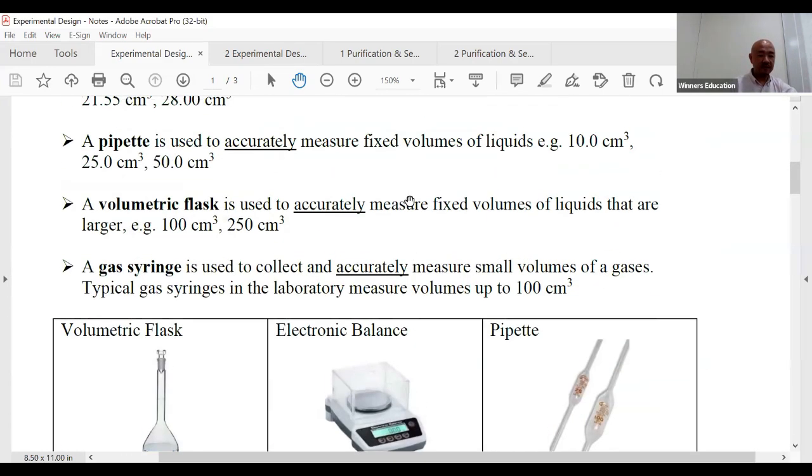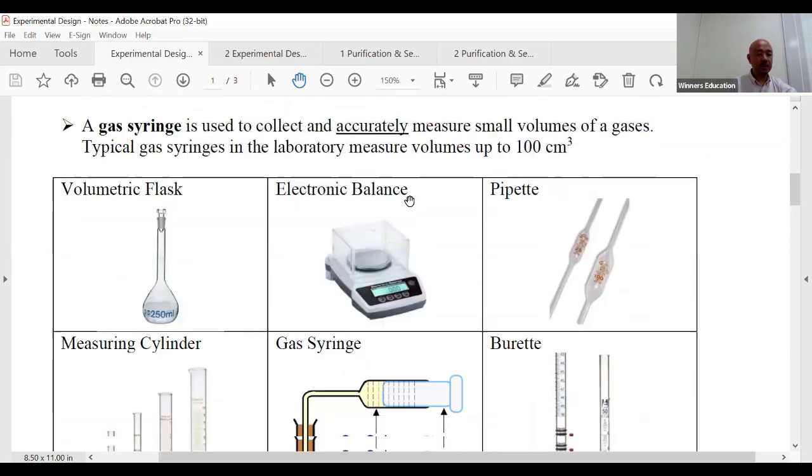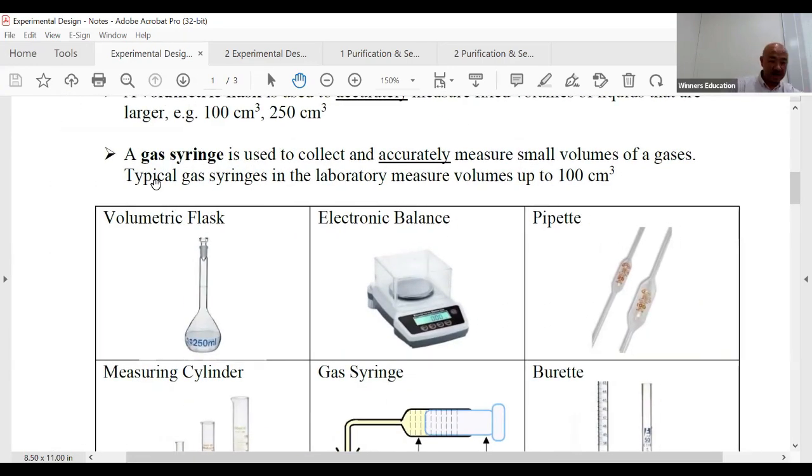Now, this is the volume of liquids. How do we measure the volume of gas? We can use a gas syringe. A gas syringe is used to collect as well as accurately measure small volumes of gases. Okay? A typical gas syringe in a chemistry laboratory measures up to 100 cm cube. So you can say this is the limit. Because when it's too big, it's not very accurate and it's very difficult to handle. Okay? This is your so-called gas syringe.